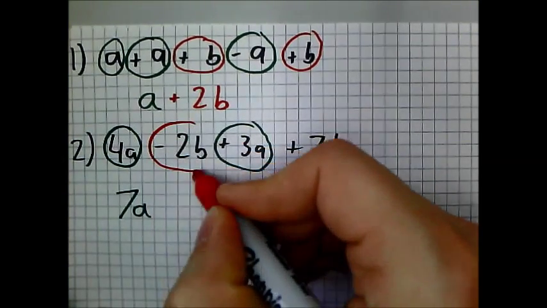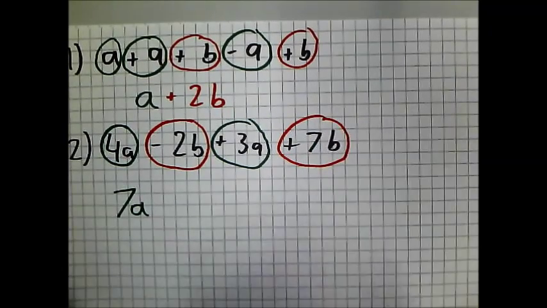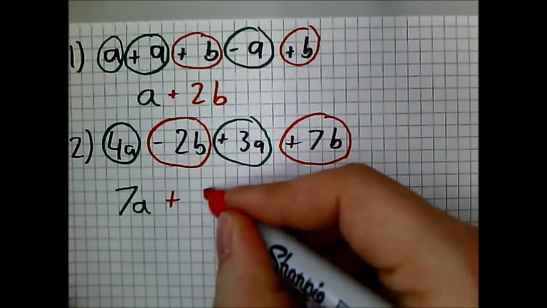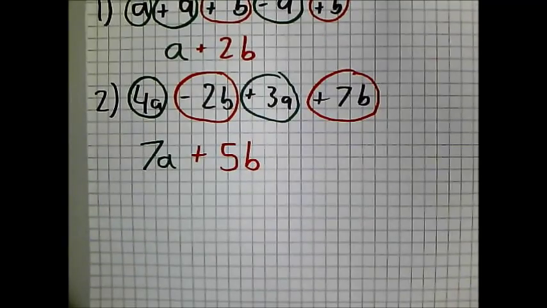I now look at the next thing. I've got a negative 2b and I add 7b. That will give me positive 5b.